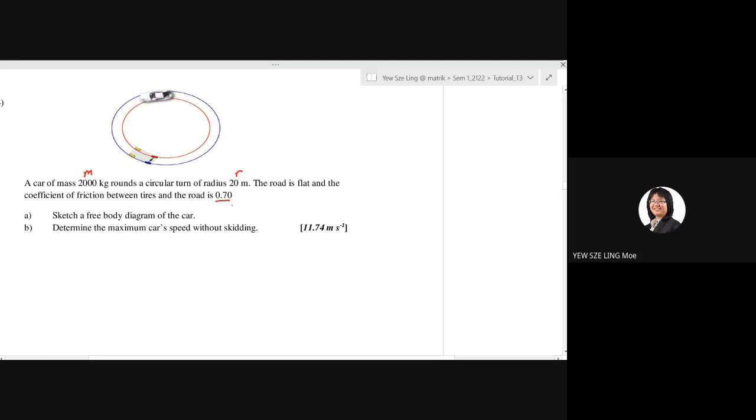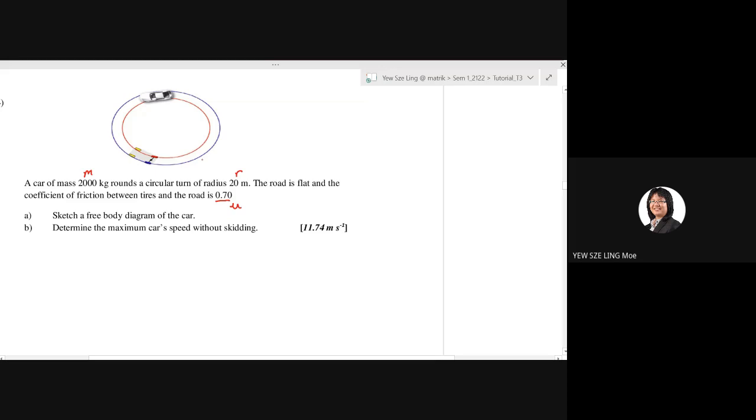So now, what is this value? This value is mu, the coefficient of friction, which tells us that in this question there is a frictional force. In the diagram given, there is a frictional force. And of course there is. Why? Because frictional force is a force that keeps our car moving in a circular track. It won't run off from the desired path because of the frictional force between tires and the road.